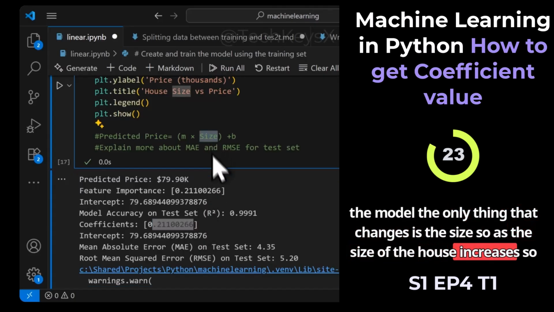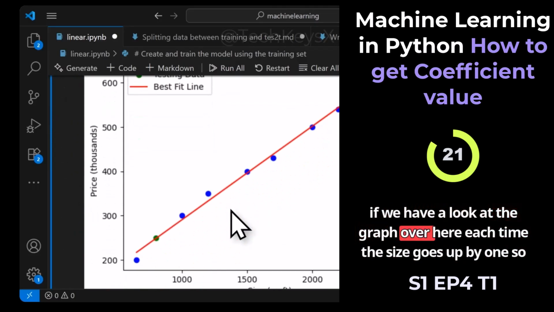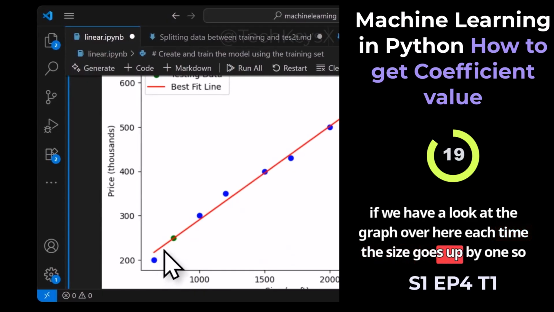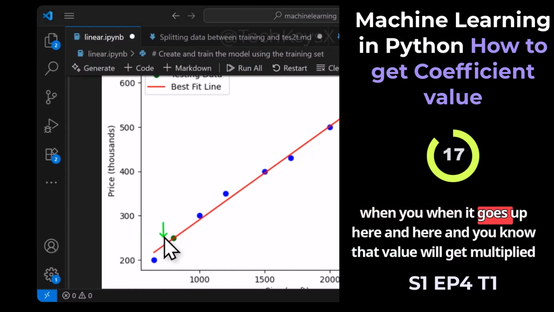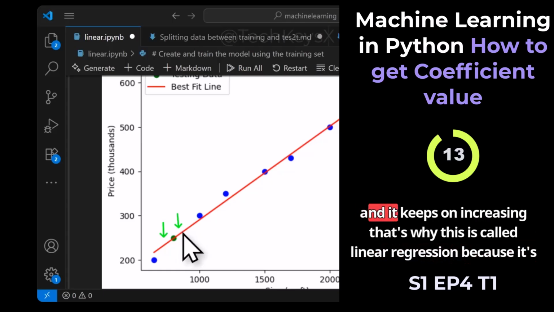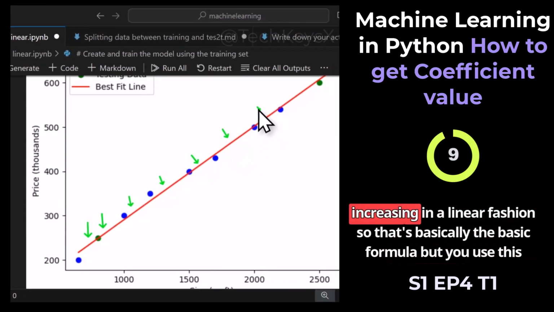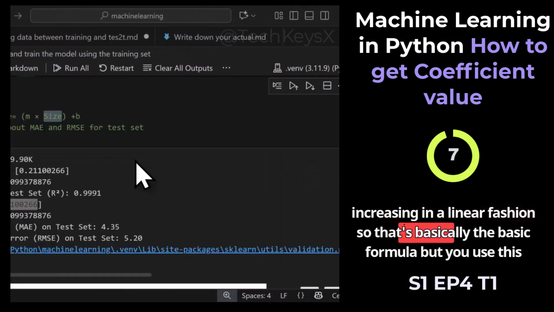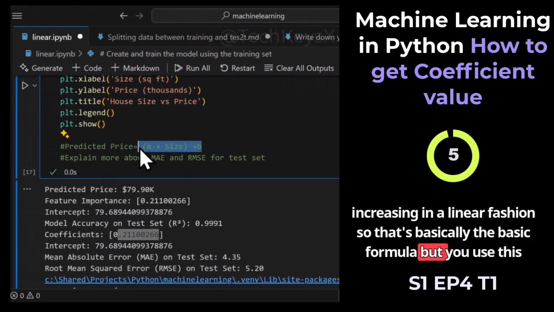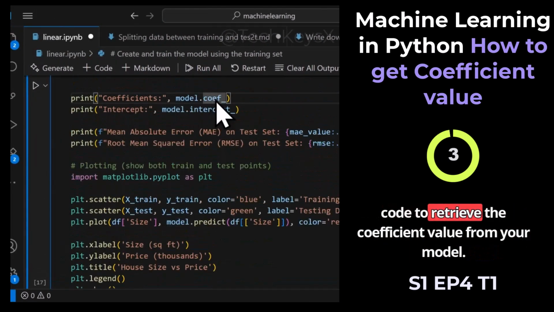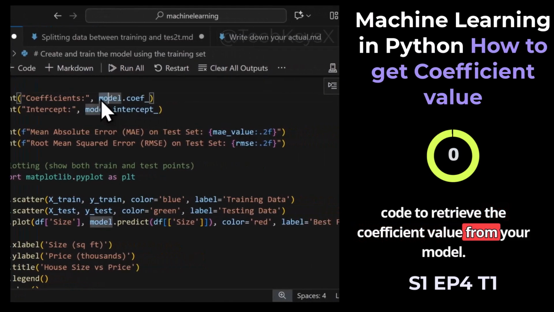So as the size of the house increases, if we have a look at the graph over here, each time the size goes up by 1, that value will get multiplied and it keeps on increasing. That's why this is called linear regression, because it's increasing in a linear fashion. So that's basically the basic formula, but you use this code to retrieve the coefficient value from your model.